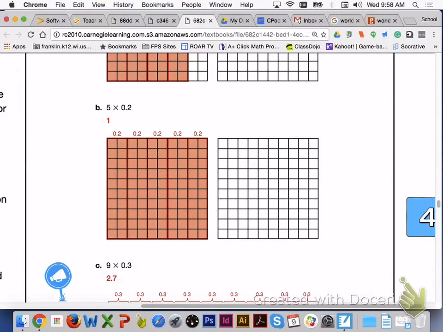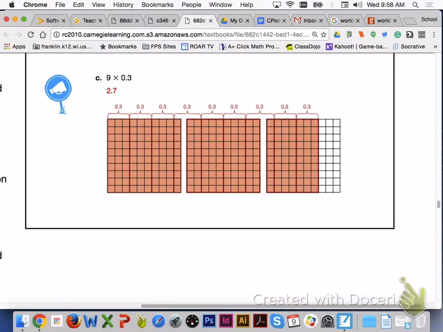For letter B, I have 5 equal size parts of 2 tenths that are shaded in. My product is 1 whole. For letter C, I have 9 equal size parts of 3 tenths that are shaded in. My product is 2 and 7 tenths.